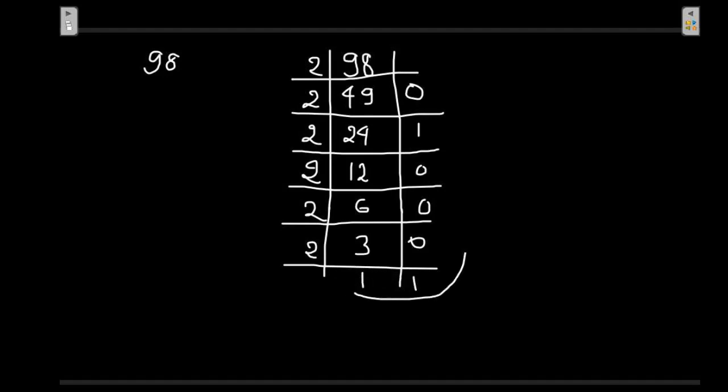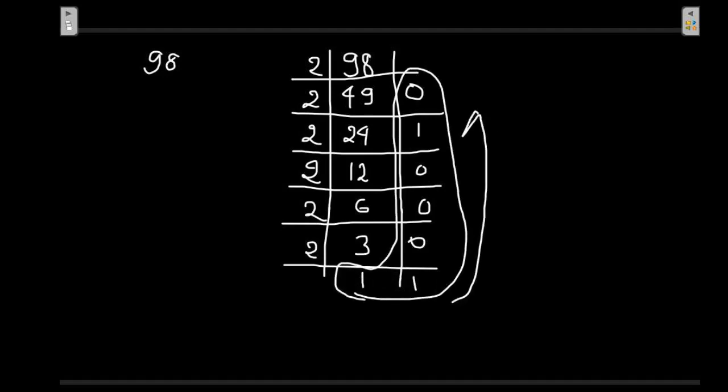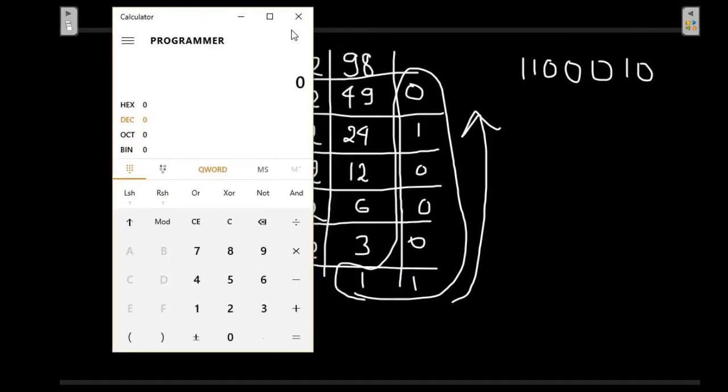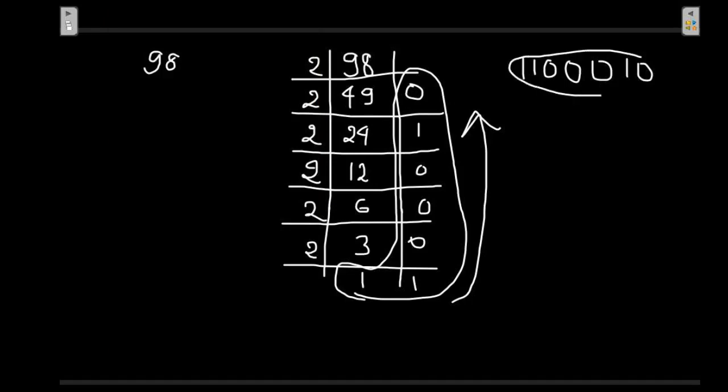So again, writing this series from downward to upward fashion, we'll get the binary of 98 is 1100010. Again, we're going to check that, because the decimal of the binary of 98 is 1100010. So we can check that we get our answer.